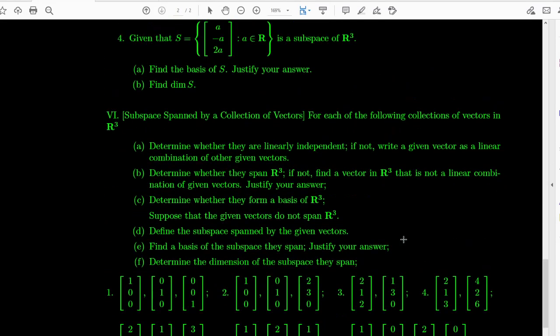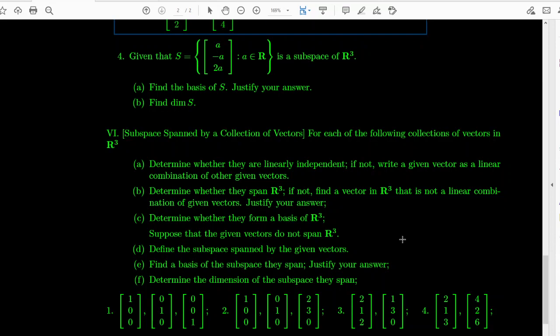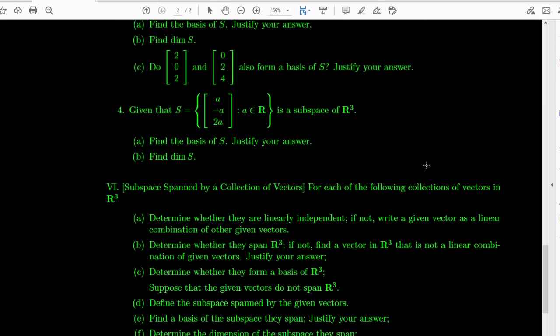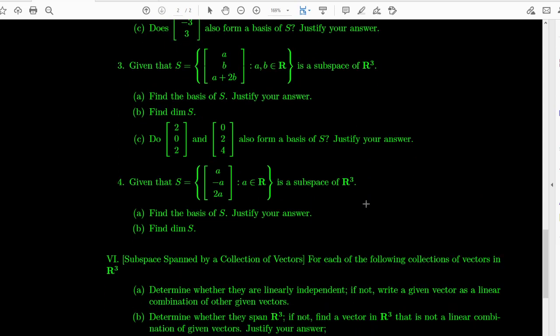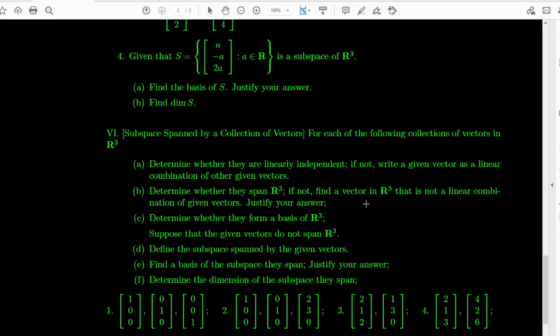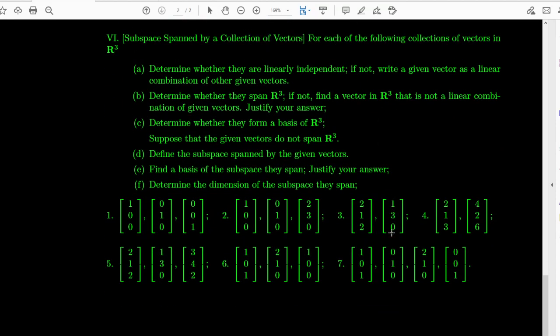And then we move on to part 6. Actually, I wanted to do question 4 earlier, but we'll see. The questions in part 6 are more important. In part 6, it's kind of the summary of all the properties of subspaces, bases, spanning set, and many things. It combines many things into one question.